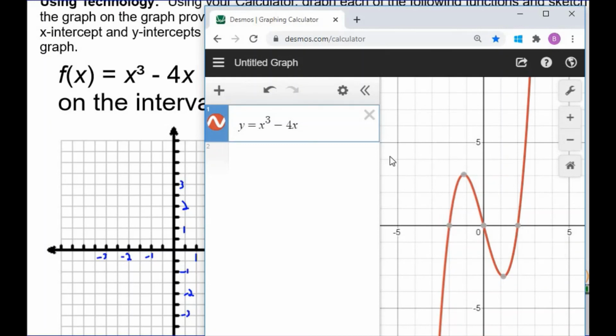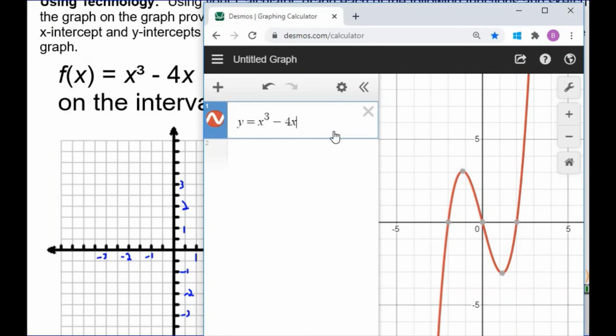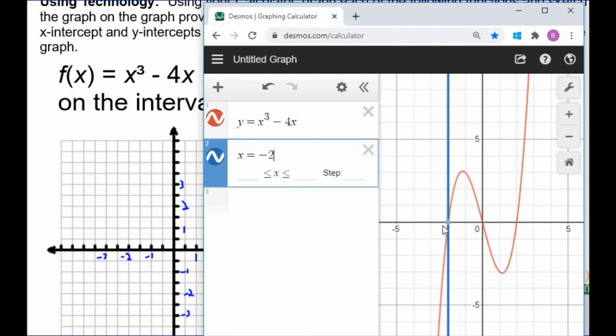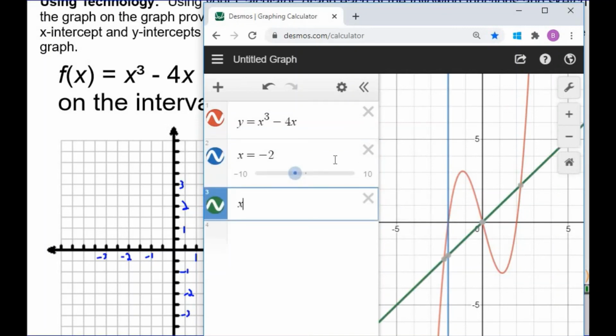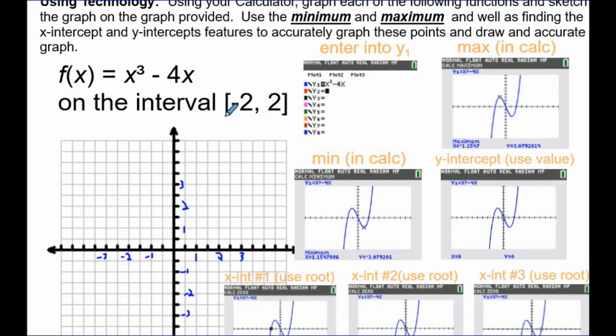And if we want to know what these endpoints are, see how the endpoints are negative 2 to 2, what we would do is we would just hit enter and say, hey, Desmos, what is x equals negative 2? And it tells you, okay, boom. And then I can say, well, hey, Desmos, what is x equals 2? And it tells you it's 2, 0. Notice that the interval is inclusive, so that those will count as x-intercepts or roots.